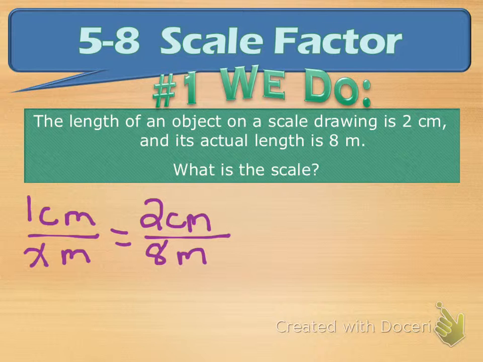So you're going to take your 2 times your x and get 2x. And then you're going to take 1 times your 8, and you're going to get 8. And then you're just going to solve, and x equals 4. But you're not done there. Make sure when you're writing this that you're writing it as the scale. So the scale is going to be 1 centimeter to 4 meters.